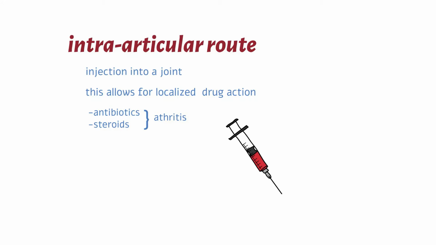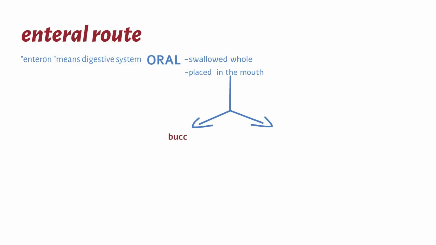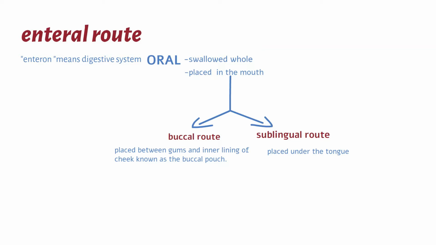Now we are going to be talking about the enteral route of administration. And remember, we said enteral means digestive system. So under the enteral route, we have the oral route, and in this the drug can be swallowed whole or placed in the mouth. For those that are placed in the mouth, we have the buccal route, and the drug is placed between the gums and the inner lining of the cheek, which is known as the buccal pouch. We also have the sublingual route, where the drug is placed under the tongue.